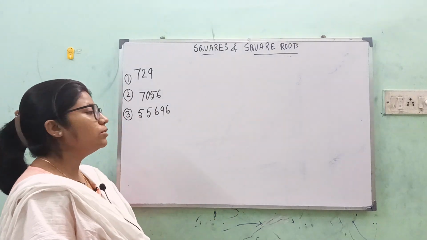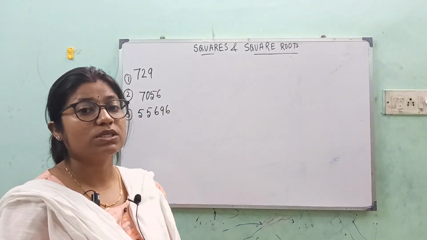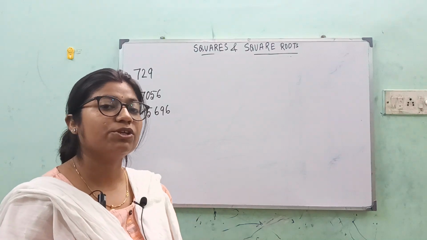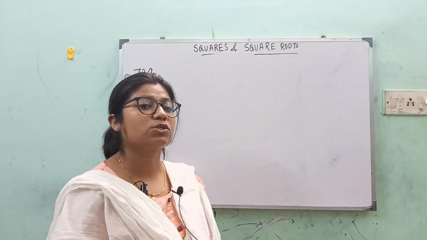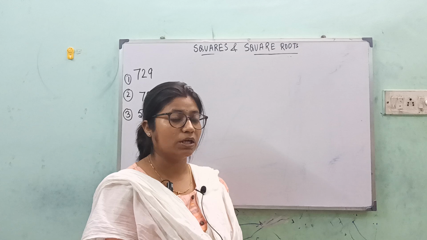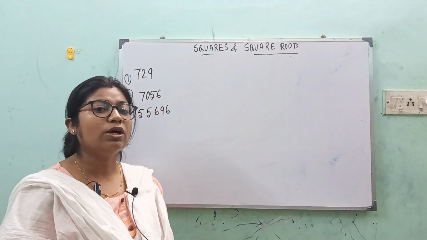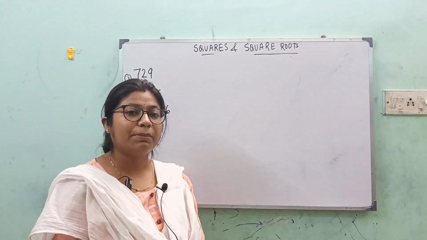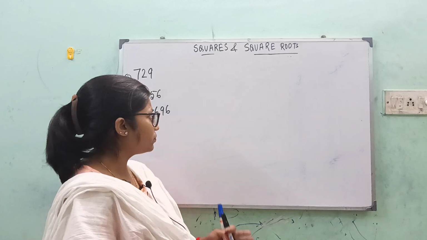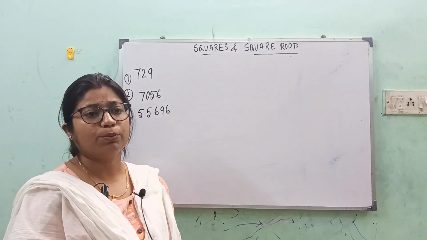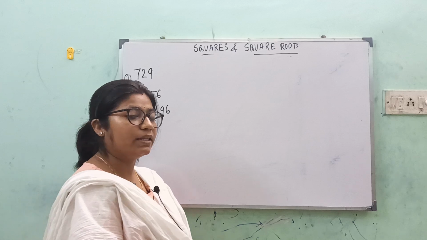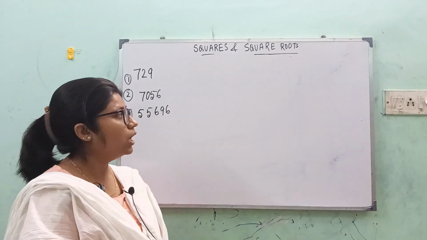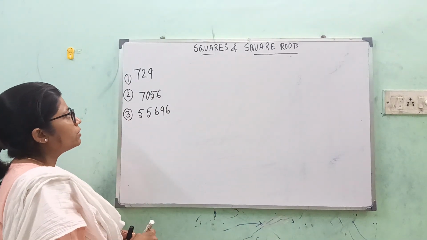Today we are going to learn to find the square root of a number using the division method. In the previous video we have already learned about how to find the square root using the prime factorization method. If you have not gone through the video, please go through it so that both the methods are very well known to you and you find it easier to find the square roots using any one of the methods. So we'll start with the division method here.